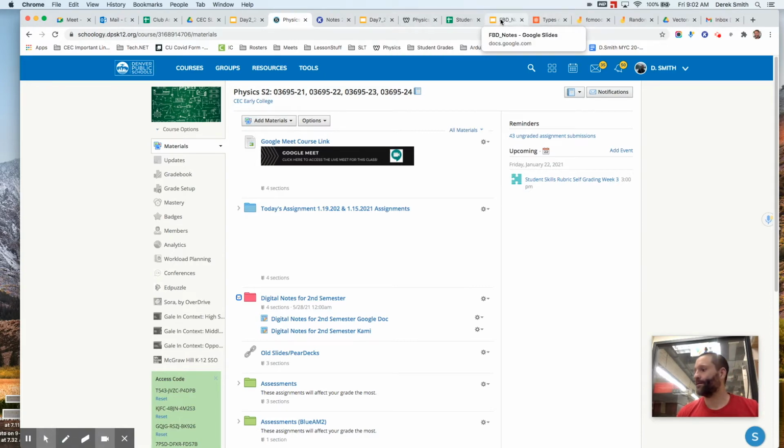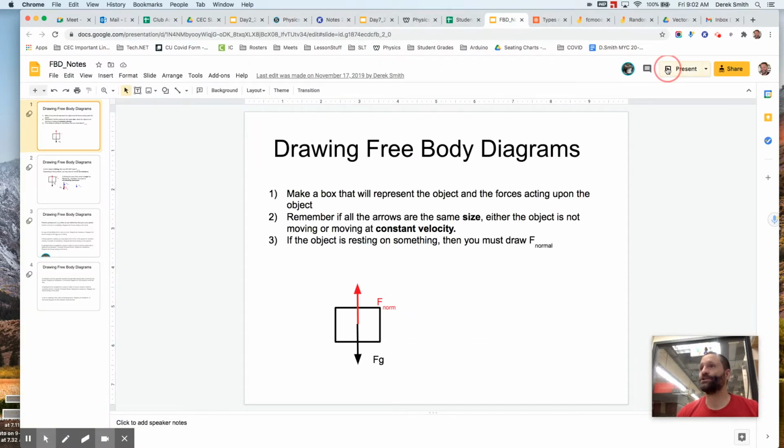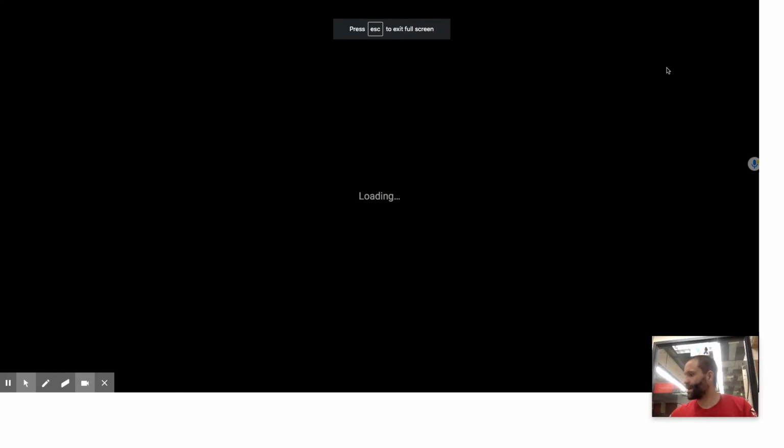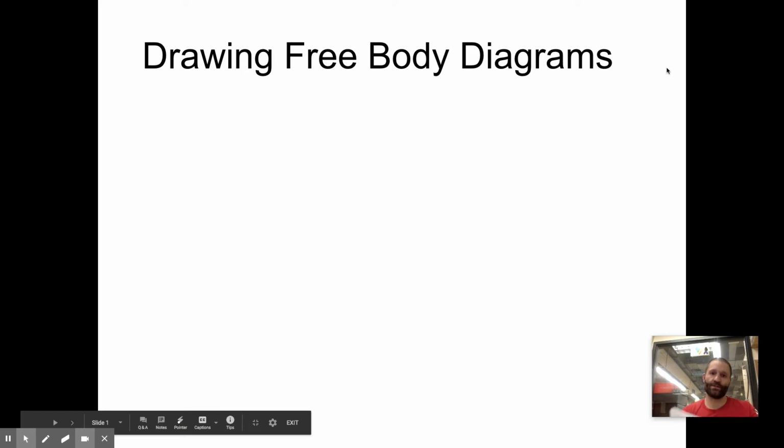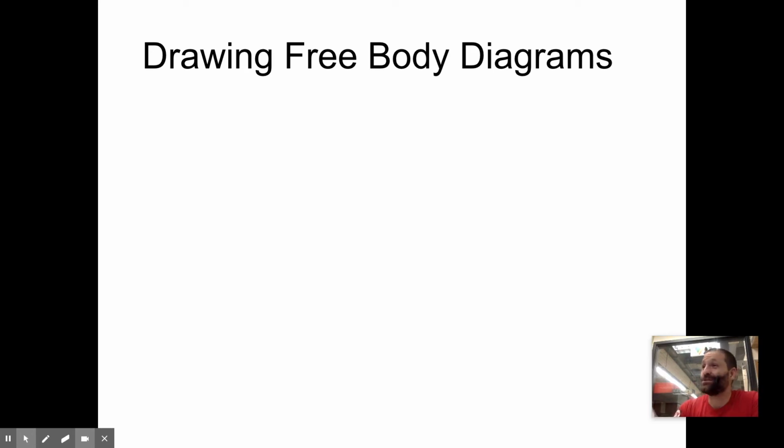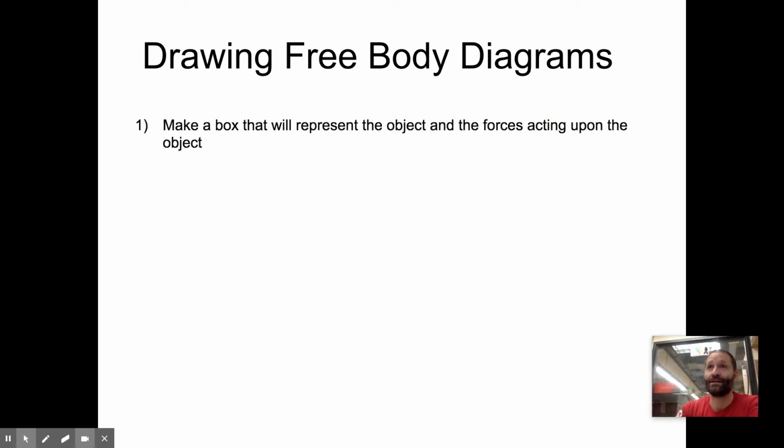So I'm going to go ahead and hit present. You should be following along right now on page 7 of your notes. Okay, so these are the steps for drawing free body diagrams. We learned the forces just a moment ago, right? So let's just talk about this. You're going to make a box that will represent the object and the forces acting upon the box.